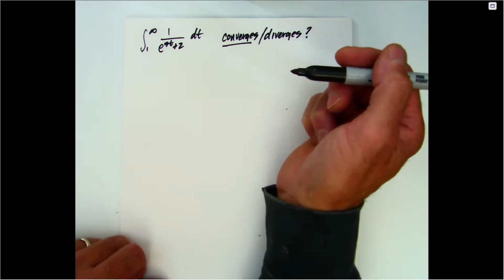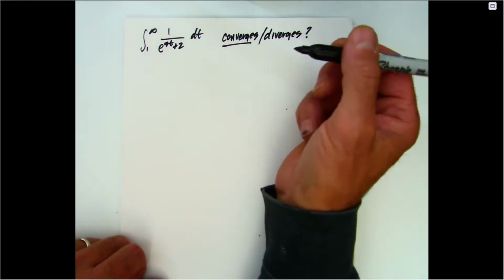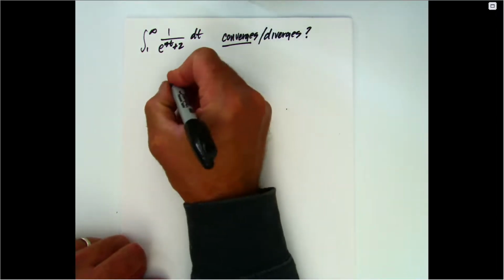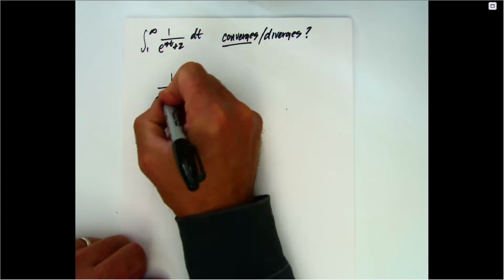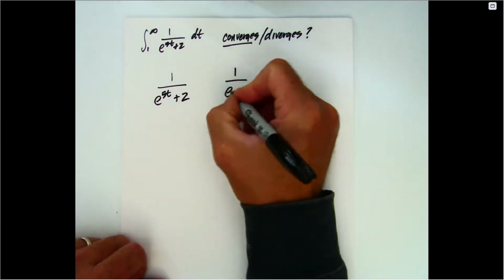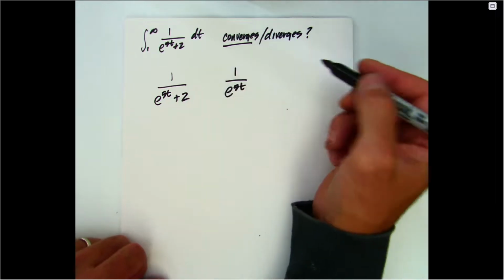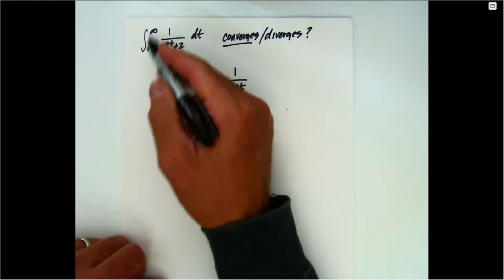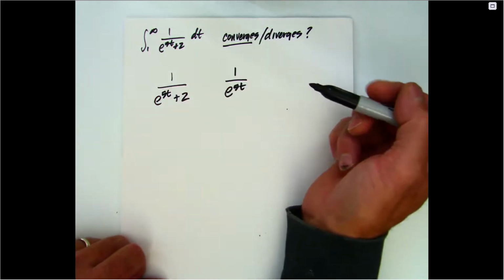If we could get a handle on that one, then it might help us get a handle on this one. So the big question, I guess, is 1 over e to the 5t plus 2, how does that relate to 1 over e to the 5t? And it's pretty easy to see that this one has a larger denominator than that one whenever t is greater than 0, and it certainly is in the limits of integration here.